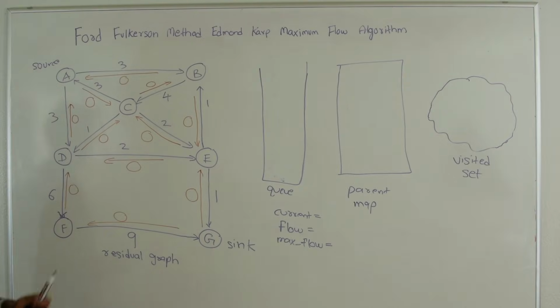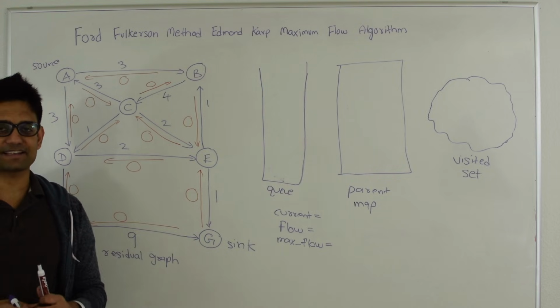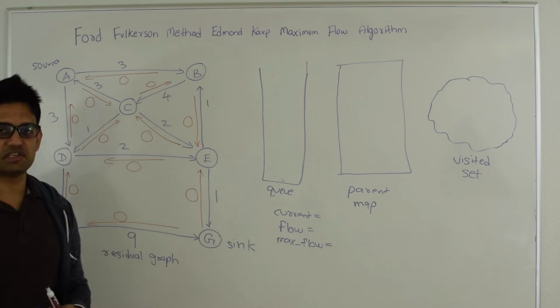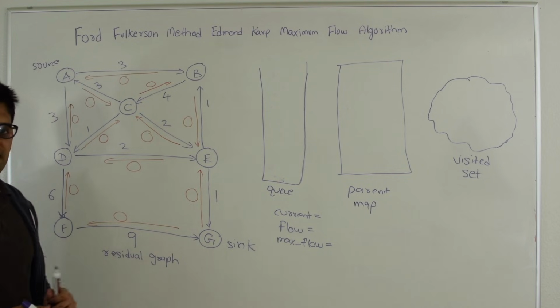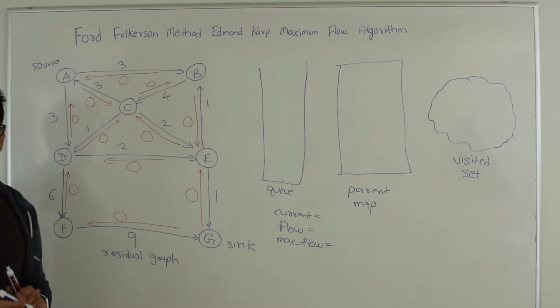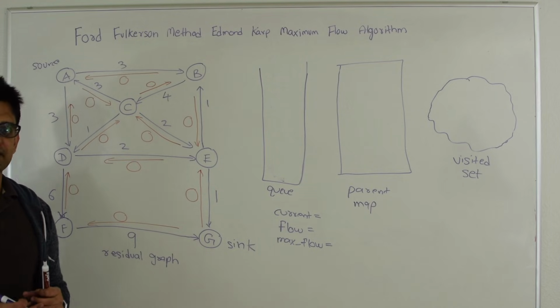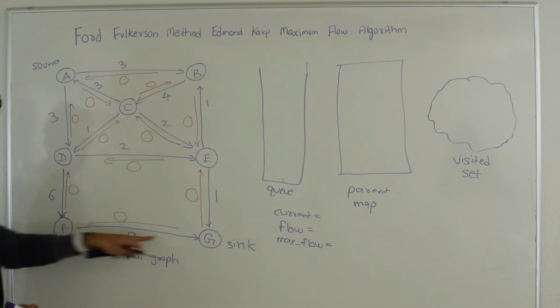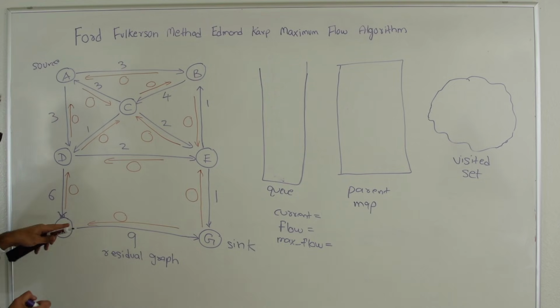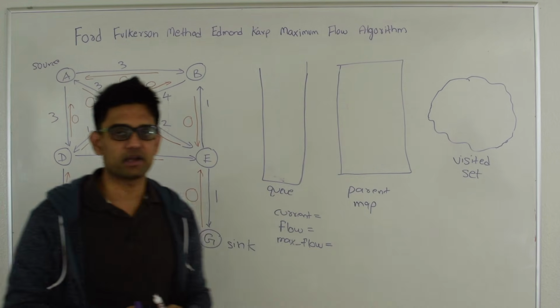So let's apply the algorithm on this residual graph here, where the source is A and the sink is G. So basically we are looking for the maximum flow from A to G. The residual capacity on every edge right now is the same as total capacity because the flow is 0. If there is no edge from one node to another node, then the residual capacity on that edge will be 0. So for example here there is no edge from G to F, so the residual capacity in that direction is 0. Also we have this Q, parent map and visited set for doing BFS.